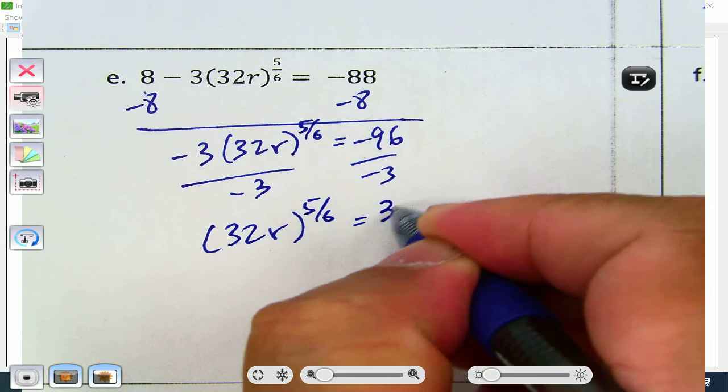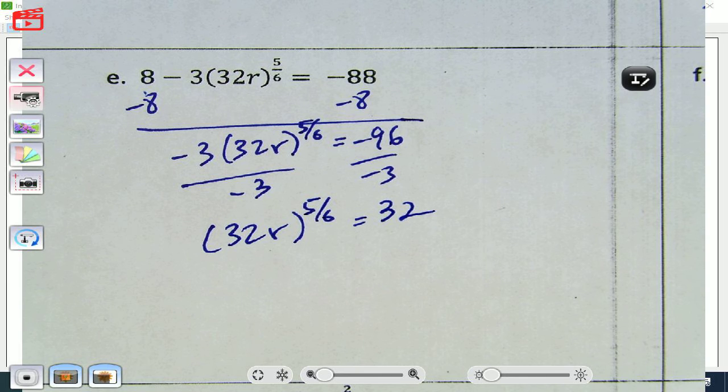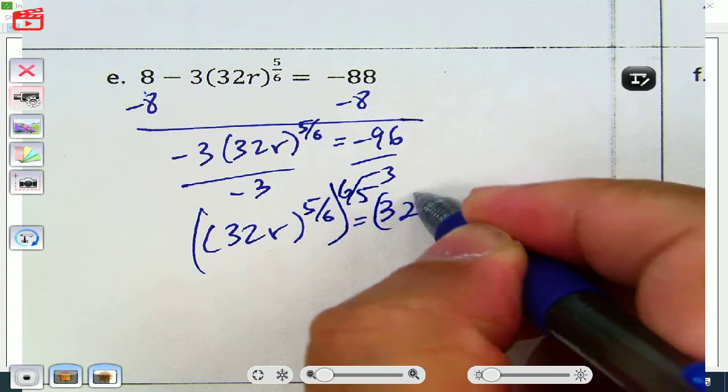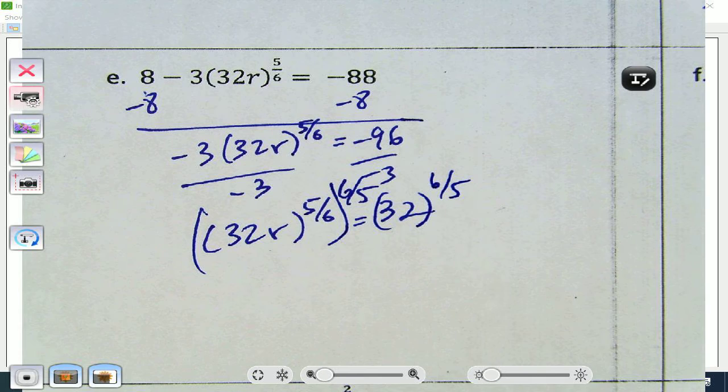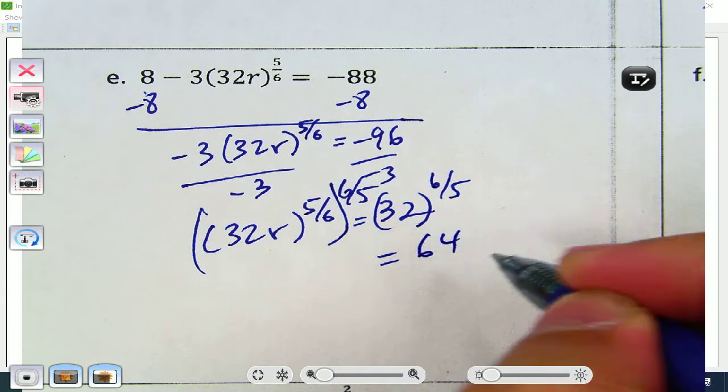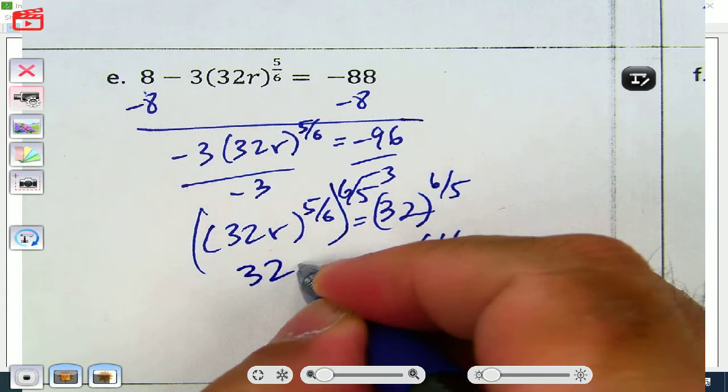So that's 32. Now what? So that's 6/5. 32 to the 6/5. You put that in the calculator and it produces 64. You did that in your head.